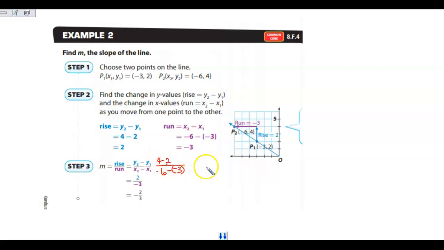So our 4 minus 2, that one's easy, that's 2. And negative 6 minus negative 3, I have subtraction with a negative. So I'm going to change it to add the opposite. So we're going to keep the first, change to add, change negative 3 to positive 3. Now I have negative 6 plus positive 3. Find the difference. There's 3. There are more negatives than positives, so it's going to be a negative 3. So that means that my slope is going to be negative 2/3.